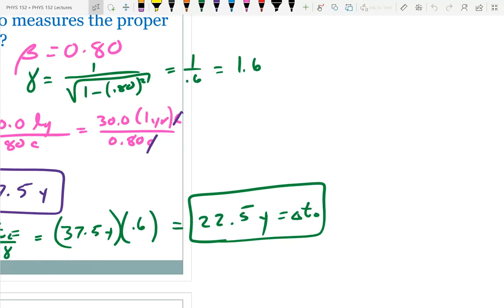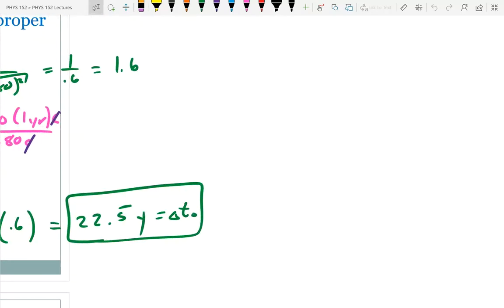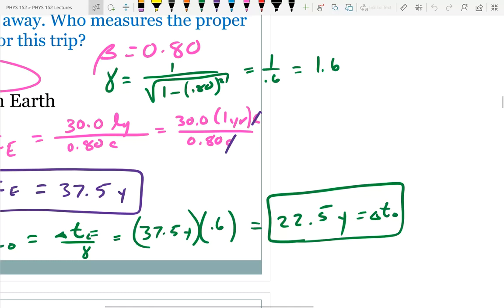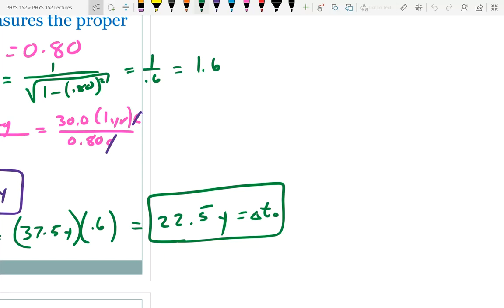So we could take this relationship and we could say, how far is the trip according to the astronaut? Let's call him Major Tom, just because that's part of what keeps going through my head here. So according to Major Tom, he sees this object coming toward him at a speed of 0.80 times the speed of light, and it's coming toward him for 22.5 years before it arrives.